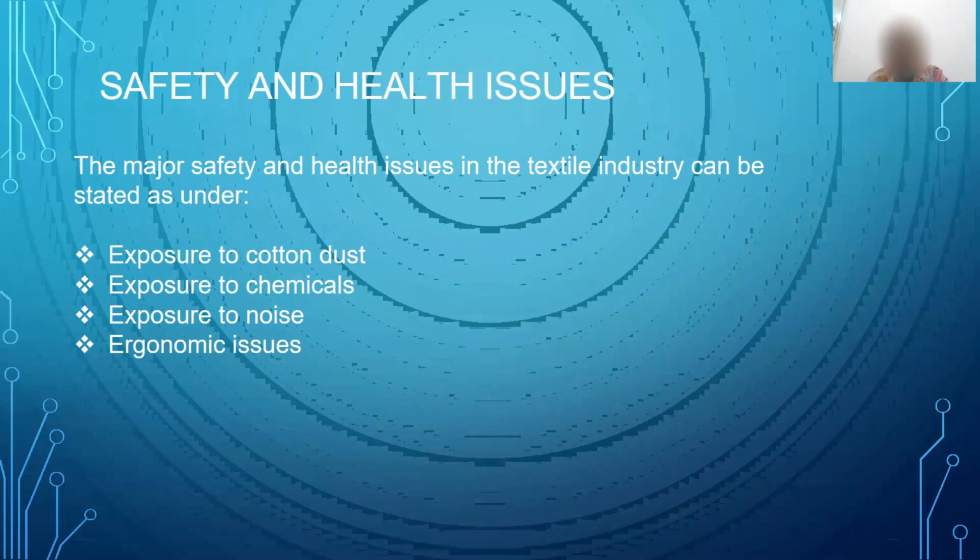Exposure to cotton dust means the particles lead to respiratory disorders among textile workers, and a disease commonly known as brown lung is caused in these people due to excessive exposure to cotton dust. The symptoms of this disease include tightening of the chest, coughing, wheezing, and shortness of breath as well, which is very dangerous for our workers. Next one is the exposure to chemicals.